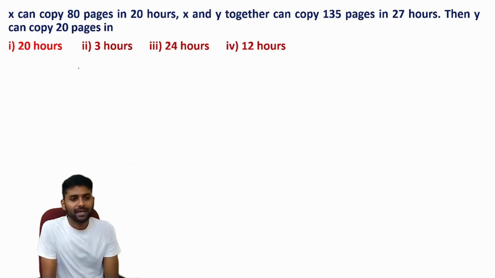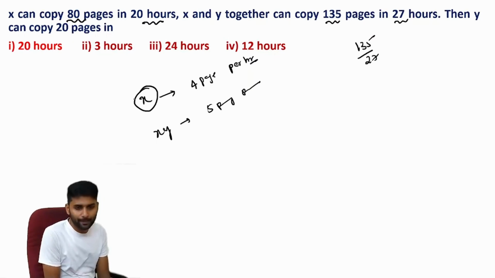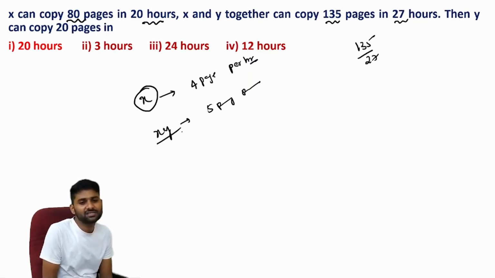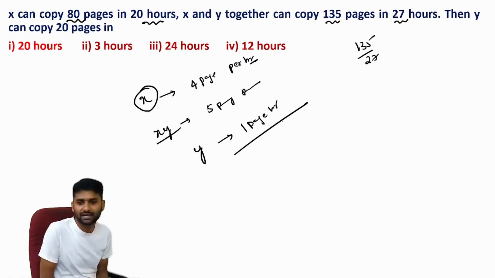Let's see this question. X can copy 80 pages in 20 hours. What is the efficiency of X here? 4 pages per hour. X and Y together can copy 135 pages in 27 hours. 135 by 27 is 5 pages per hour. See, X's efficiency is 4 pages per hour, XY's efficiency is 5 pages per hour, then Y's efficiency is exactly equal to 1 page per hour. You will get the data in this way.